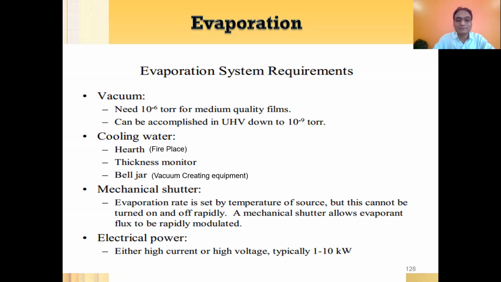Then you need a mechanical shutter. The evaporation rate is set by the temperature of the source, but this cannot be turned on and off rapidly. A mechanical shutter allows the evaporating flux to be rapidly modulated. You see, we are heating material by some thermal heating. As a result of that, the material is going to be evaporated. Now, in this case, it is very difficult to switch on and off the evaporant flux. Evaporant flux cannot be switched on and off in case of a thermal heater without a mechanical shutter.